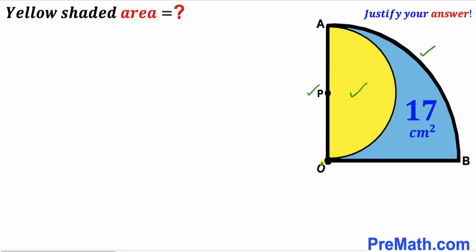In this video, we have got this yellow shaded semicircle with the center P fully inscribed in a quarter circle with the center O, as you can see in this given diagram, such that the area of this blue shaded region has been given to us as 17 cm². And bear in mind that this quarter circle area consists of this yellow shaded region area plus the area of this blue shaded region. And now our task is to calculate the area of this yellow shaded semicircle, and we are supposed to justify our answer as well.